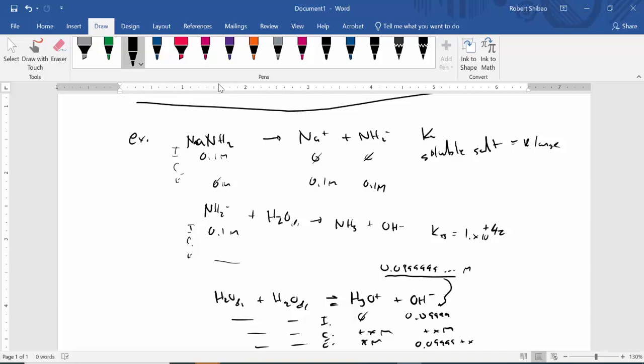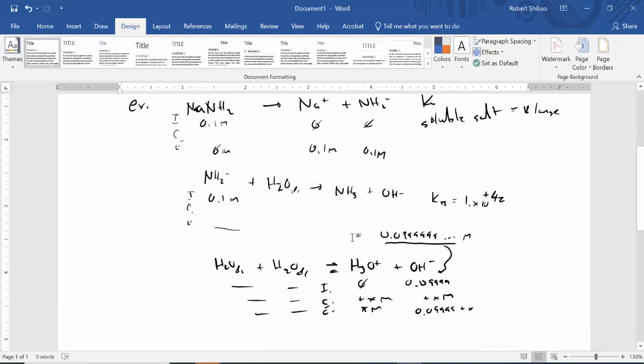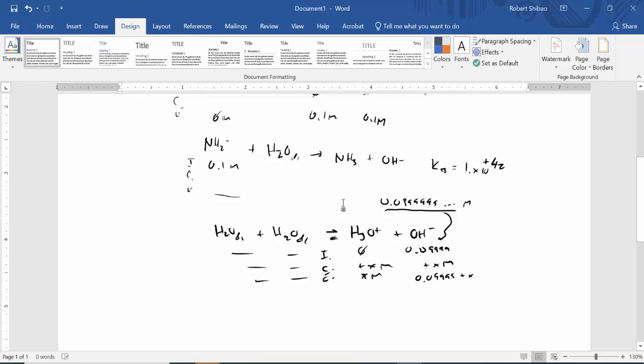So if I have no common ion, I'm going to get the maximum amount of hydroxide. If there's no common ion, that is, it's 0 and 0, then I get the max X because I need to make sure the product equals Kw. Kw is 1.0 times 10 to the negative 14 at 25 degrees C.